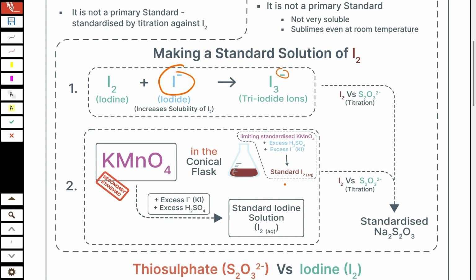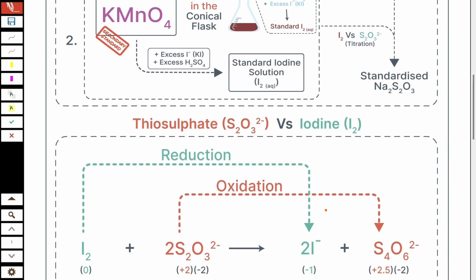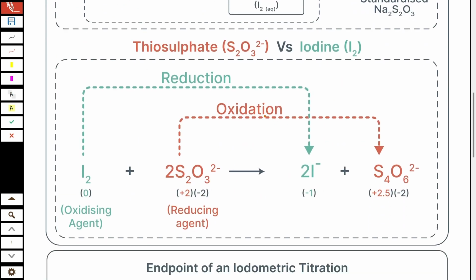But in this titration, it's probably not something we need to worry about. But either way, we get an iodine that we can use to standardize our thiosulphate. Okay, let's take a look at the reaction between the two. Now, you'll be given this equation in the exam, so this is not something you need to remember. But keep an eye on the oxidation numbers. Make sure you're comfortable with assigning these.